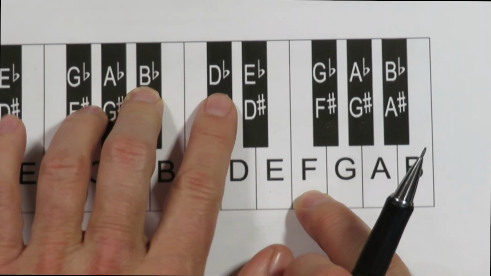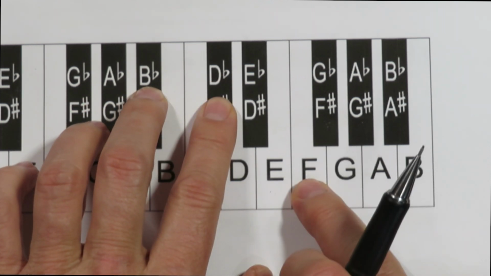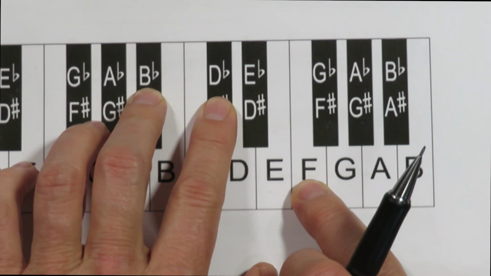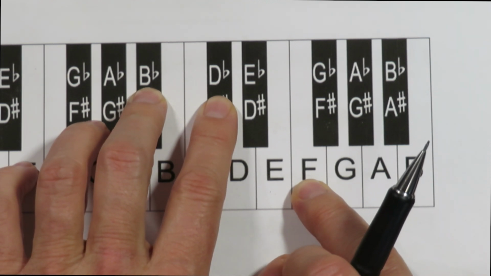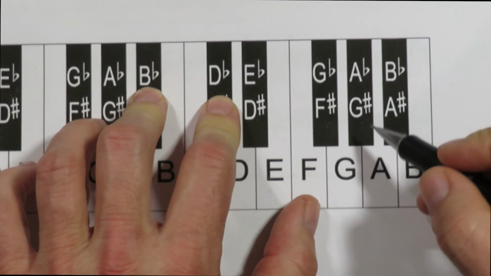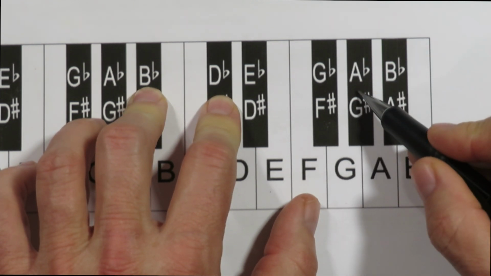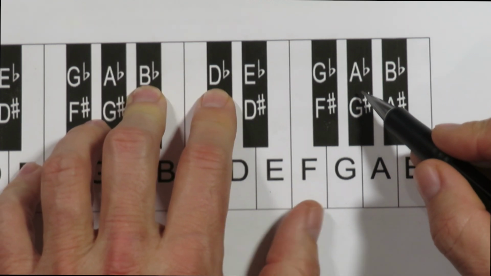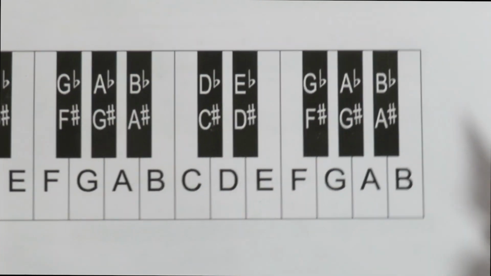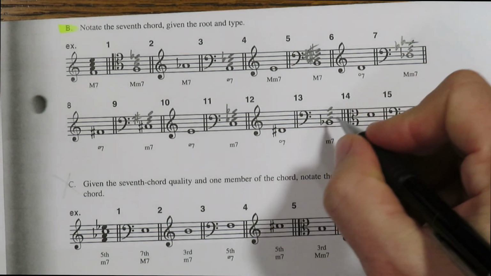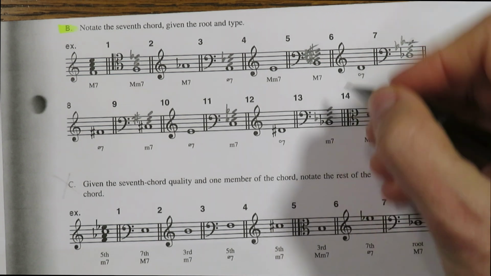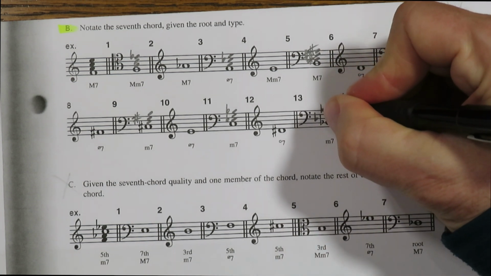So we're going to want to lower the third. B flat, D flat, F. Now you've got a minor triad. Okay. And we want a minor seventh. So we'll go B flat down to the A flat. We got B flat, D flat, F, A flat.